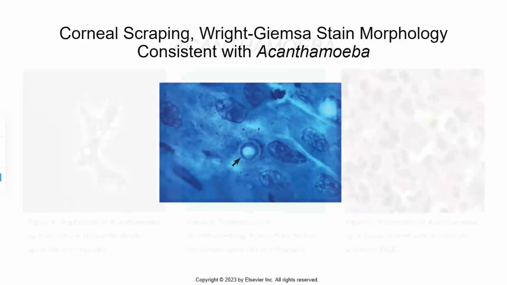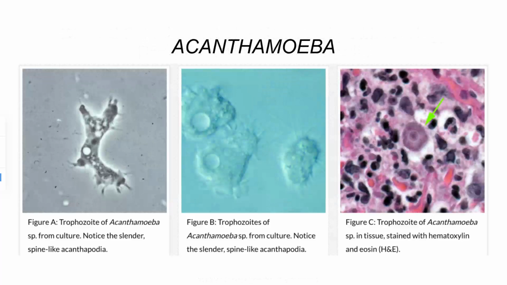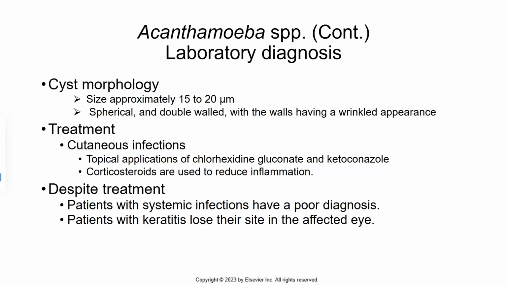And there's a picture and a few more pictures. The cyst morphology is listed. Treatment: cutaneous infections use topical applications of different types of drugs. Despite treatment, patients with systemic infections have a poor prognosis, and patients with keratitis lose their sight in the affected eye. And that should be S-I-G-H-T, not S-I-T-E.